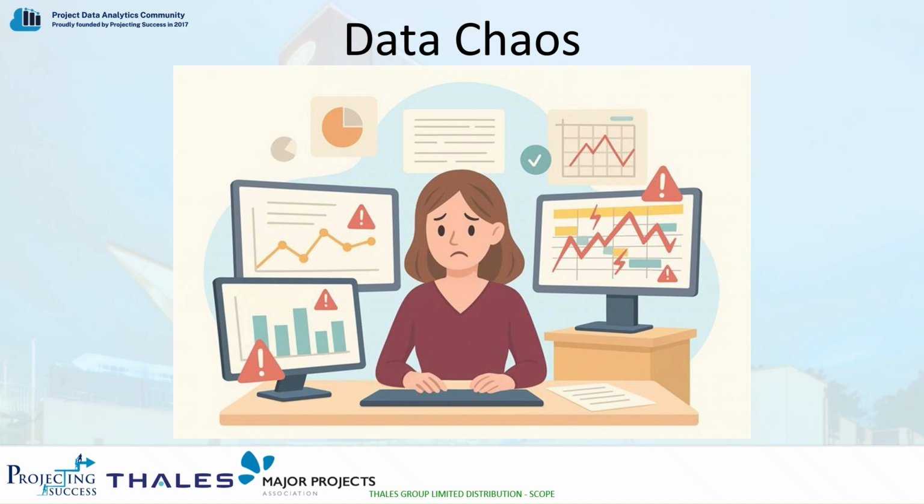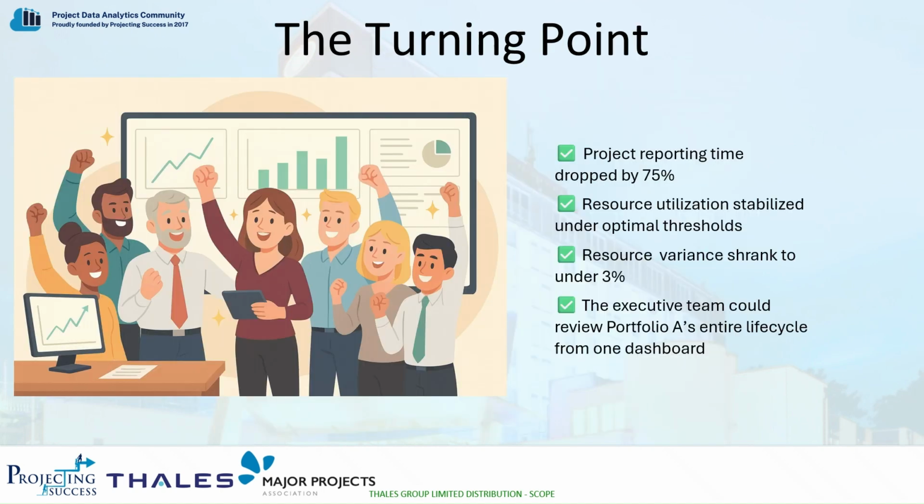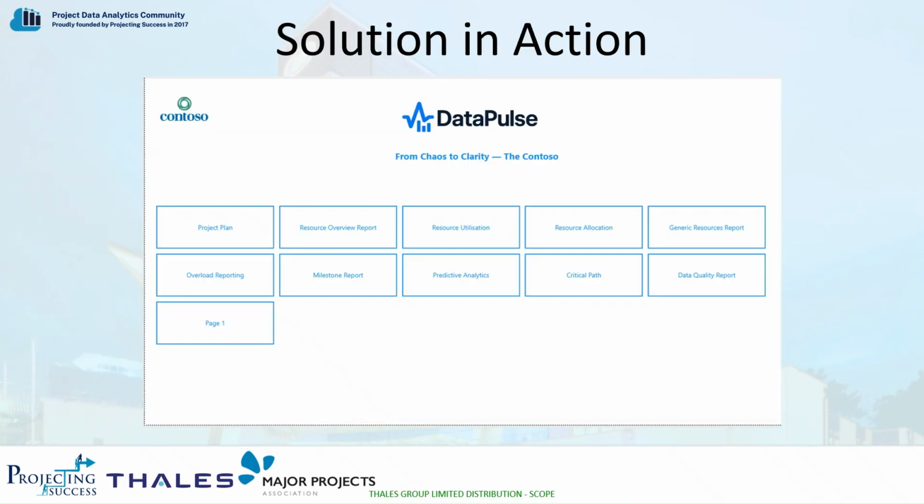Enter Data Pulse, one smart dashboard to rule them all. It synced timelines, flagged issues early, and even predicted delays before they happened. The results? Reporting time dropped by 75%. Resource chaos gone. Emma became the MVP of the PMO. From spreadsheet stress to smooth success, all thanks to a little clarity.